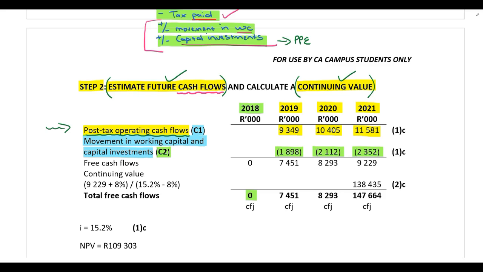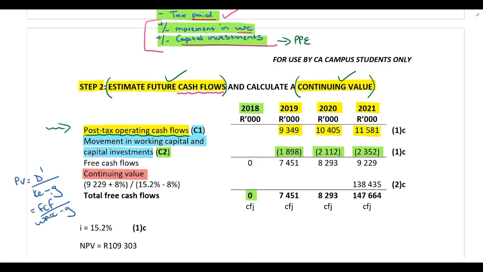Now, please remember, when calculating the continuing value, we apply the principles of Gordon's dividend growth model. With Gordon's dividend growth model, we take the future expected dividend and divide by the cost of equity less growth. When we are dealing with a valuation where we are looking at free cash flows, the terminology just changes. Instead of working with dividends, we are working with free cash flows. And instead of using the cost of equity, we use the company's WACC. But we are following exactly the same logic as Gordon's dividend growth model.